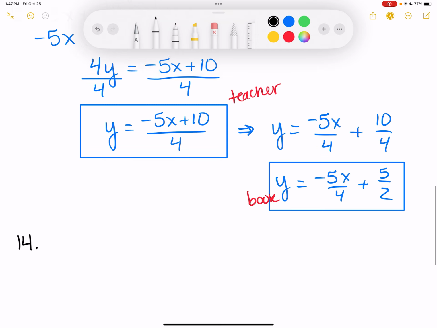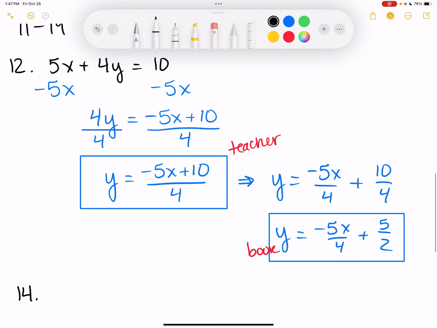Now, what this ultimately is leading us to be able to do is to graph things. If we were graphing it, we would have to have it written like this.